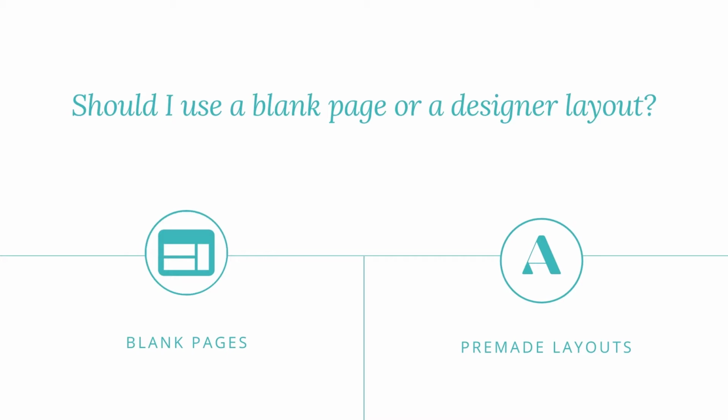Whatever one is going to save you the most time. If you see a pre-made layout that already has content blocks that are just like the ones you want to use in your Squarespace site, grab that pre-made layout and then customize the heck out of it.